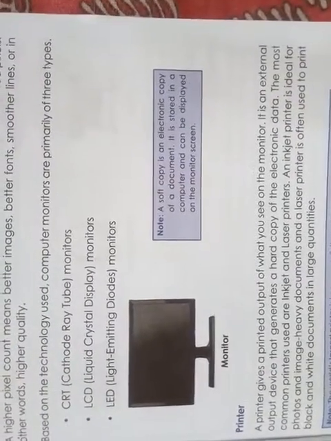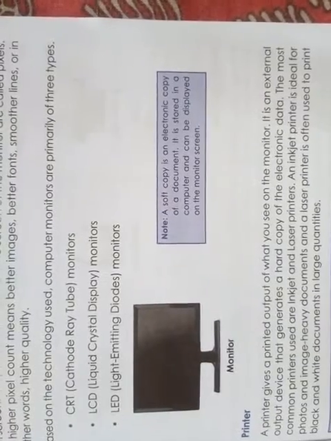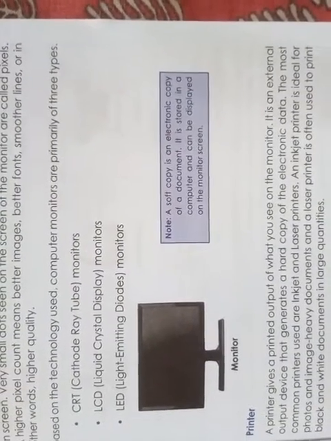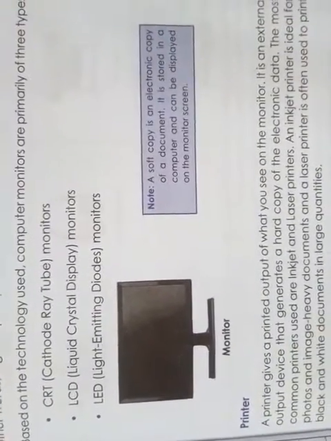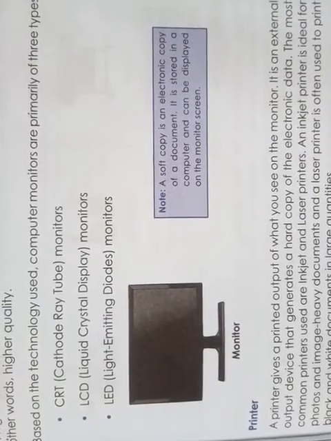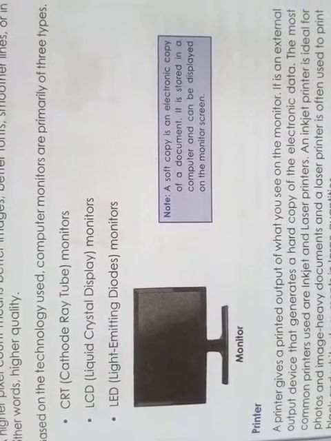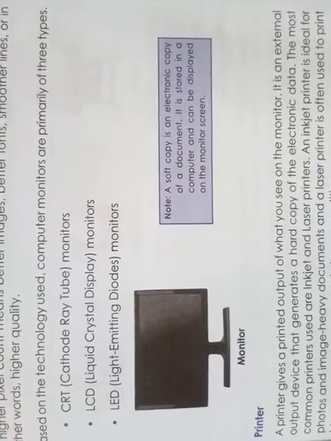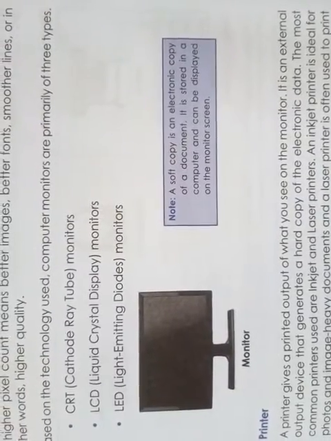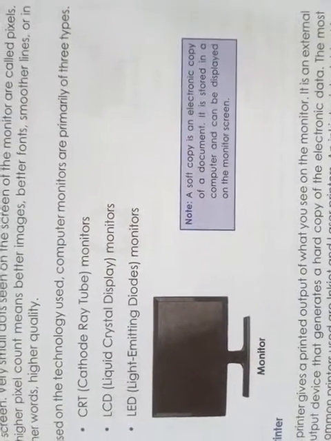Based on the technologies used, computer monitors are primarily of three types: cathode ray tube monitors, LCD monitors, and LED monitors. LCD means liquid crystal display, and LED means light emitting diode. CRTs are now not available. CRT monitors are like the dome-screen old TVs.